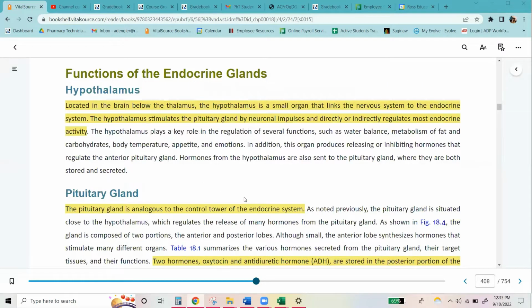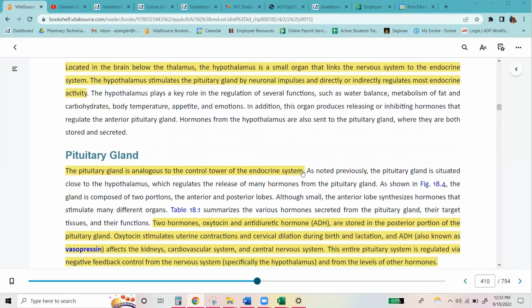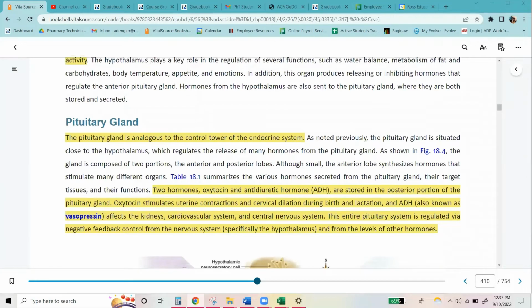The hypothalamus is located in the brain below the thalamus. It is a small organ that links the nervous system to the endocrine system. It stimulates the pituitary gland by neuronal impulses and directly or indirectly regulates most endocrine activity. The pituitary gland is analogous to the control tower of the endocrine system.